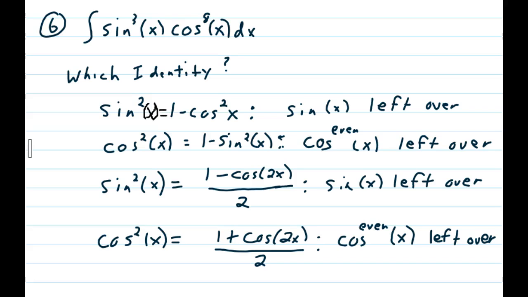We could also let sine squared of x be 1 minus cosine of 2x over 2, and you'd have a sine of x left over. But in this case, you'd have an integral that has a cosine of 2x in it and a sine of just 1x in it, and you've got a mismatch of the argument of the trig functions. Likewise, for cosine squared, you have an issue. So the one at the beginning, sine squared of x is equal to 1 minus cosine squared of x, is where we are going to begin this problem.